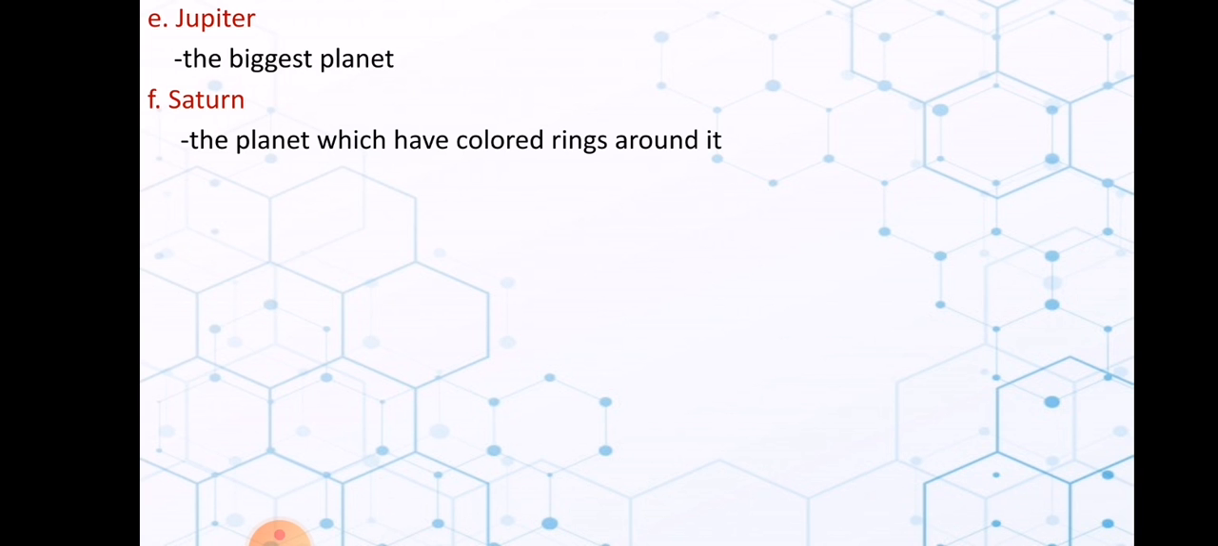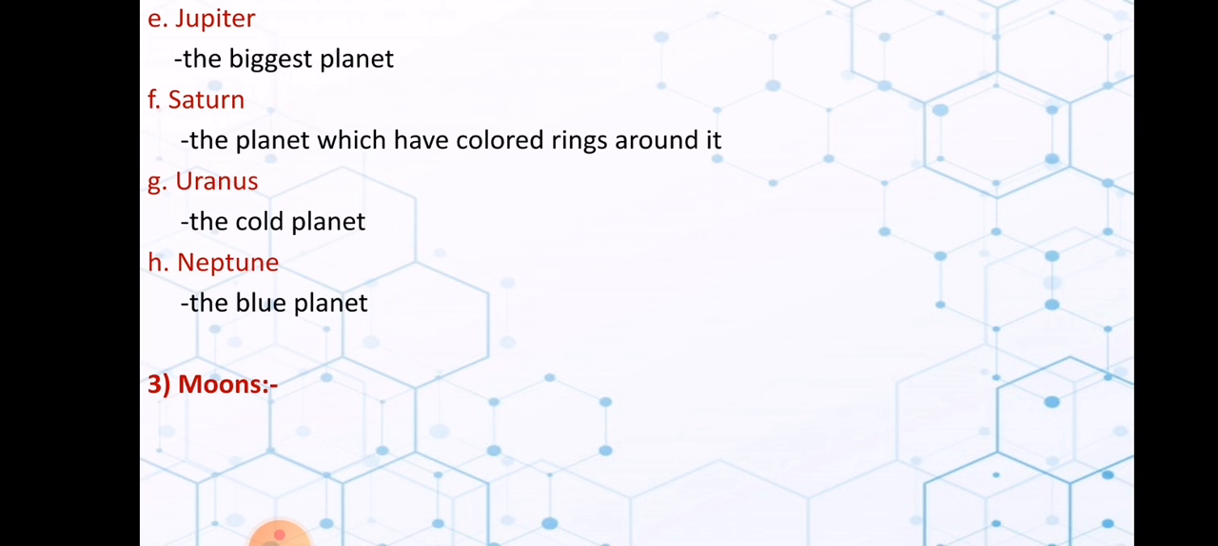Okay, what about Uranus? Uranus is the cold planet because it's very far from the sun, so we call it the cold planet. Neptune, which is the last planet in the solar system, is known as the blue planet. So we now know the characteristics of each planet.